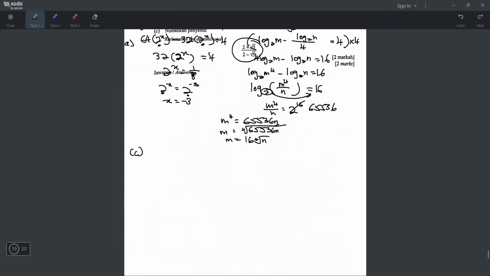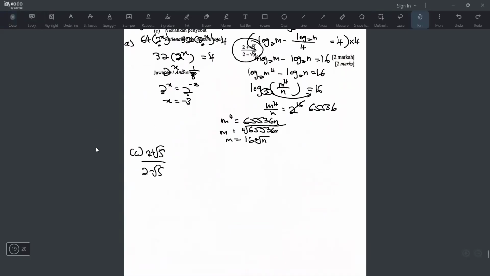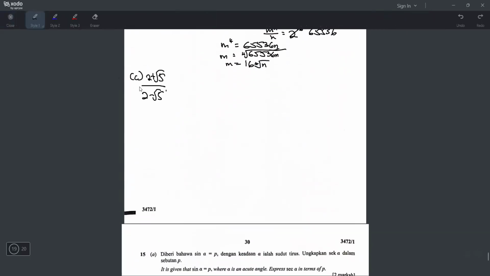So C, this is the question, right? Rationalize the denominator. 2 plus square root 5 over 2 minus square root 5. Okay, rationalize denominator means remove the square root at the bottom. It means they want you to get rid of the square root at the denominator. And how to get rid of the square root at the denominator? You have to multiply with the conjugate surd. What is the conjugate surd? Okay, if the surd is A plus square root B, the conjugate surd is A minus square root B.